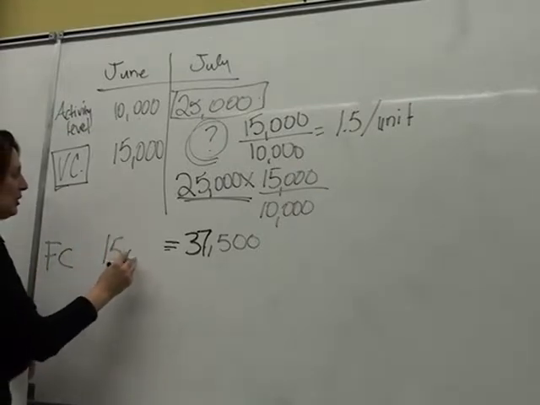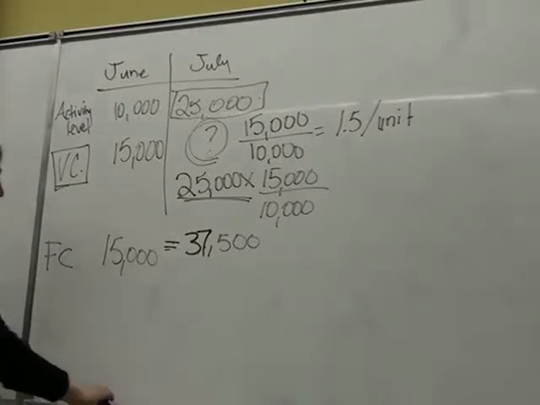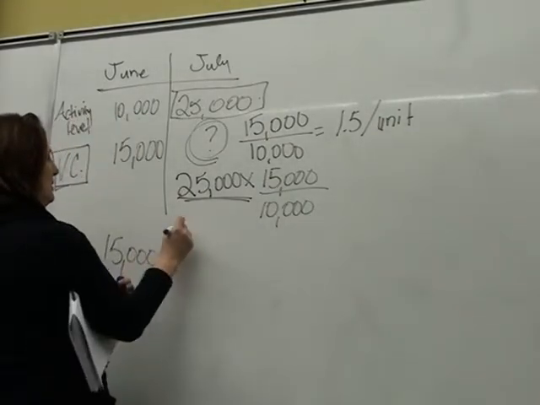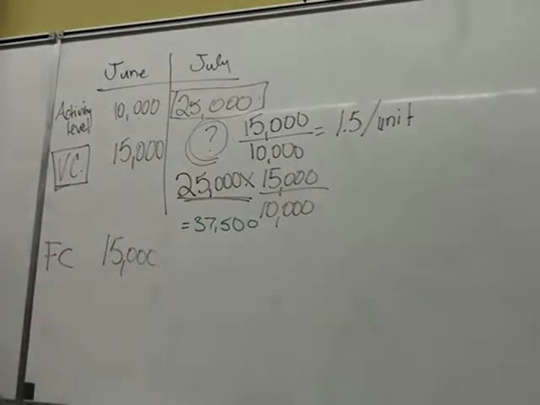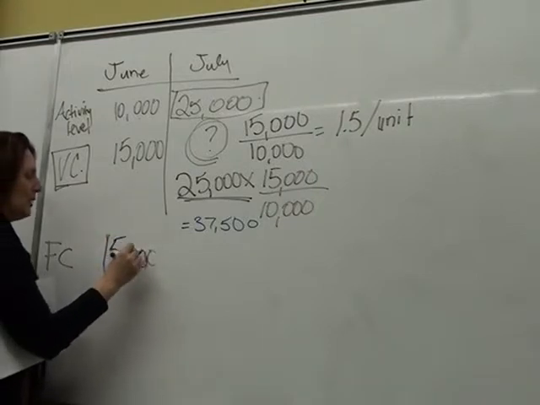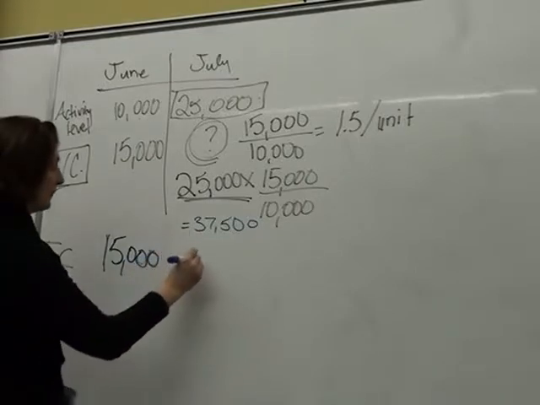What is the definition of a fixed cost? It occurs regardless of the activity. Correct. It doesn't matter how many units you make, it stays the same. That's why it's fixed. So this is 37.5. So if it's 15,000 for 10,000 units of production, what is it for 25,000 units of production? 15,000.